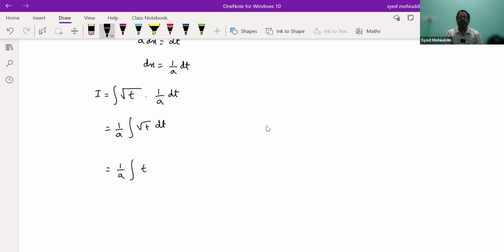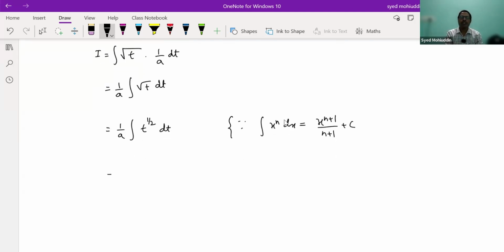So root always represents to the power of half. Root represents to the power of half into dt. And we know this formula, integral of x power of n into dx will be equals to x power of n plus 1 by n plus 1 plus the constant c.